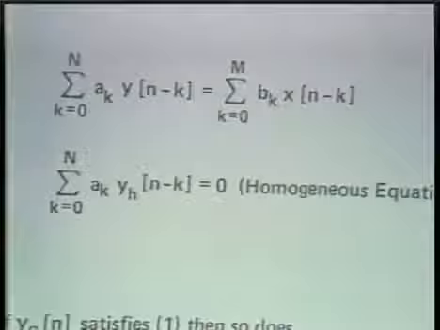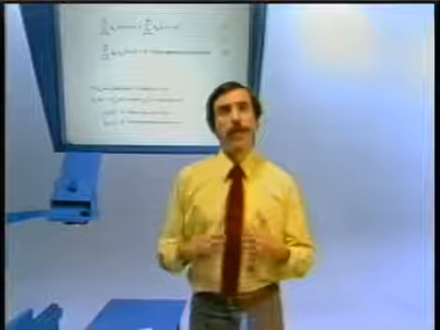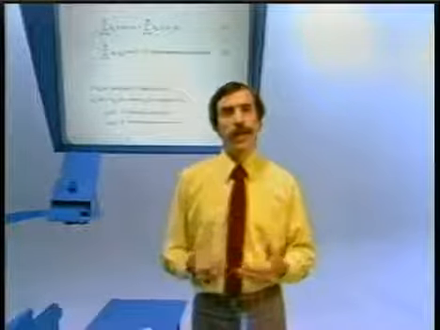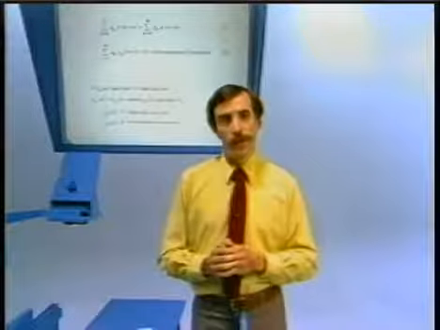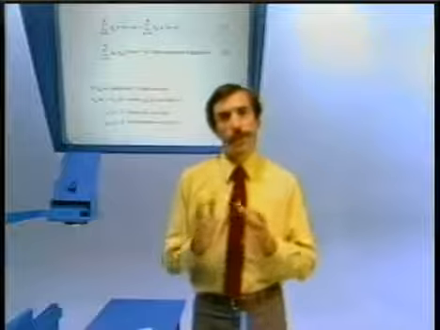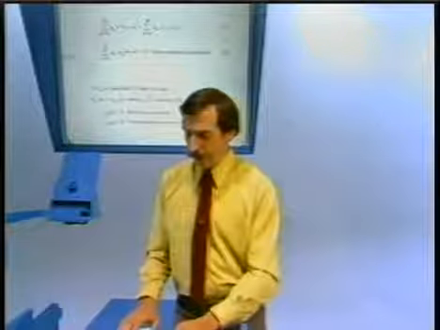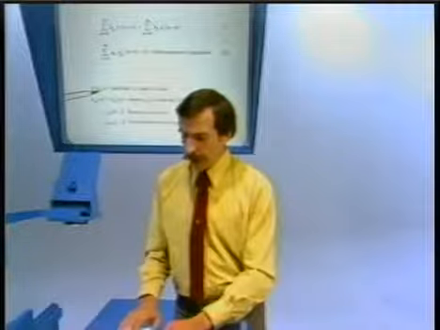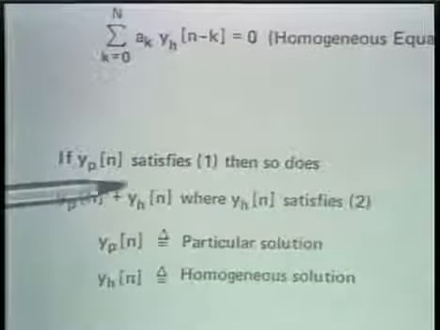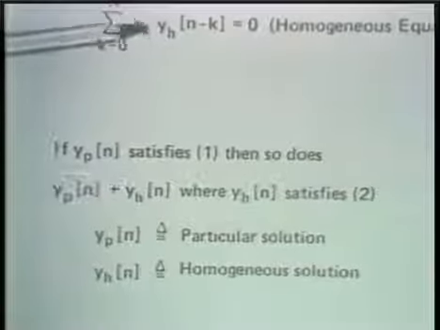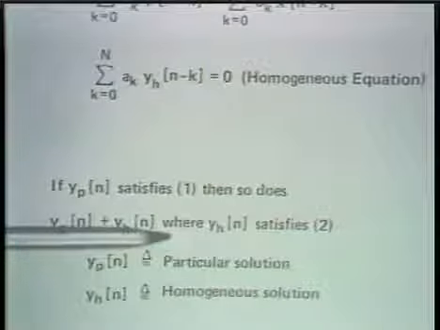Once again, the difference equation is not a complete specification of the system because we can add to the response any homogeneous solution. In other words, any solution that satisfies the homogeneous equation, and the sum of those will also satisfy the original difference equation. So if we have a particular response that satisfies the difference equation, then adding to that any response that is a solution to the homogeneous equation will also be a solution to the total equation.